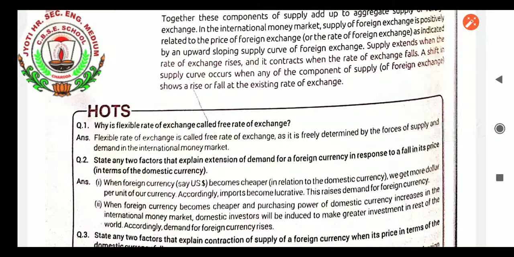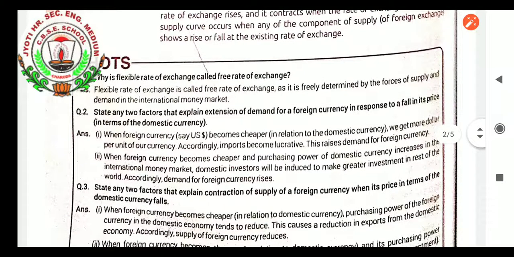Why is the flexible rate of exchange called the free rate of exchange, students? That is a very important question. Flexible rate of exchange is called free rate of exchange as it is freely determined by the forces of supply and demand in the international money market. That's why it is known as free rate of exchange. Flexible means it can be adjusted between countries as per the terms and conditions they have. With one country it will be different and with another country it will be different, and in different situations it can be changed. That's why the flexible rate of exchange is known as the free rate of exchange.